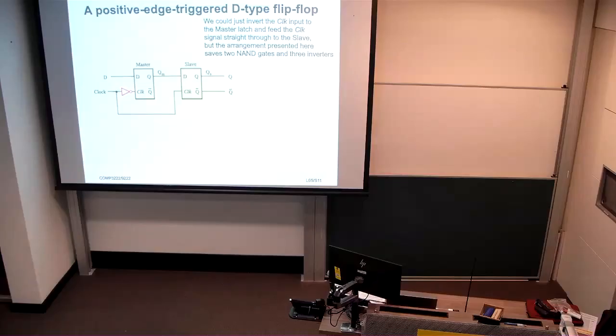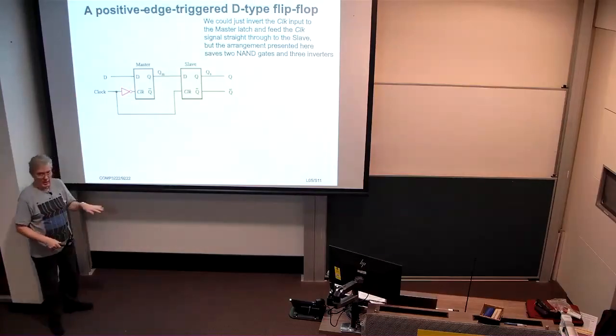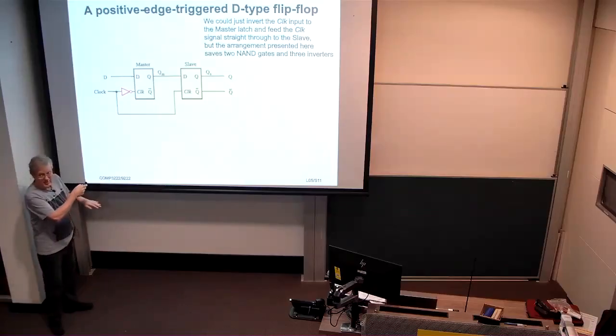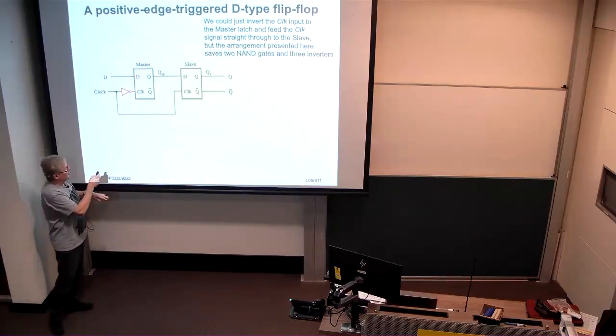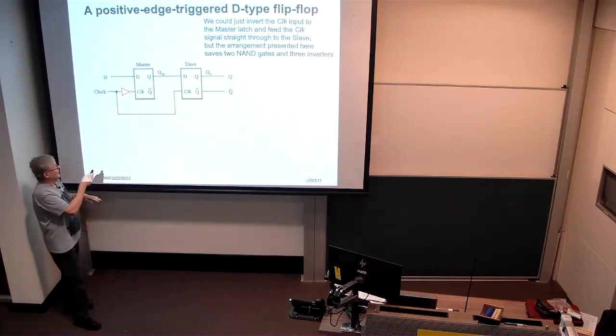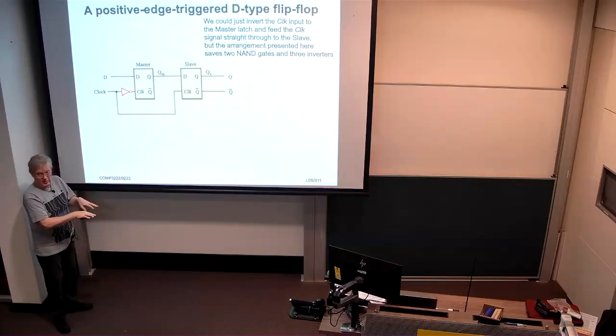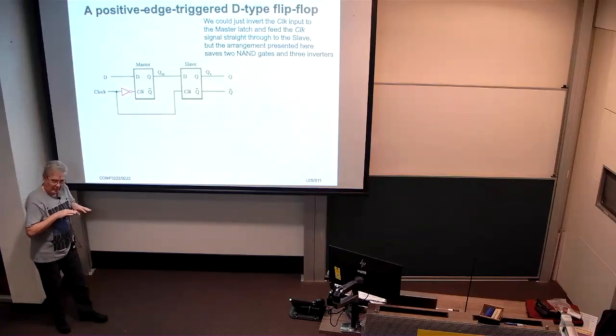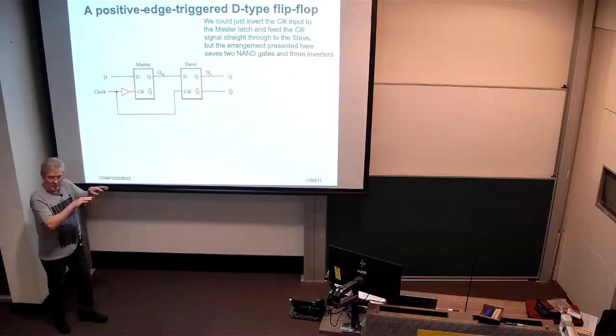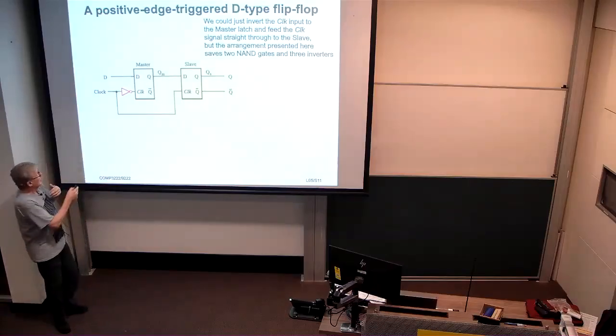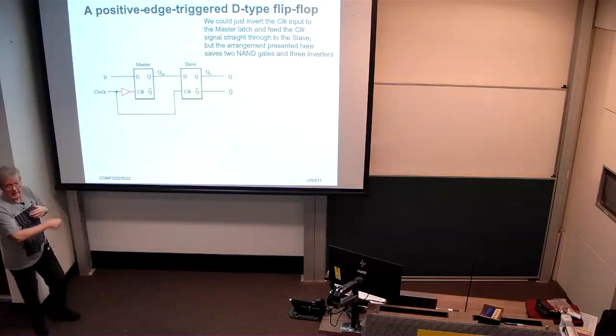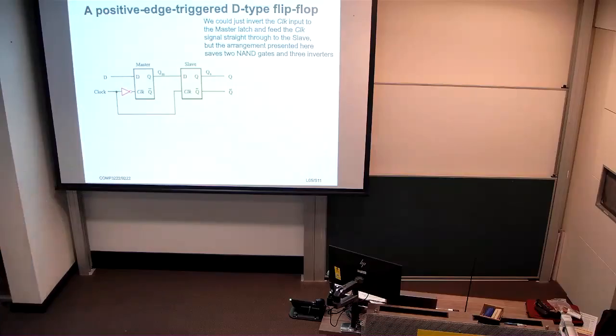How about we just change the position where the inverter is on the clock signal? In this case, when the actual clock is low, then the master is active, and when the actual clock is high, the master is frozen, right? So it's in that instant between going from clock being low to clock being high that we would freeze whatever is the value on D as the Q output of this design, right?